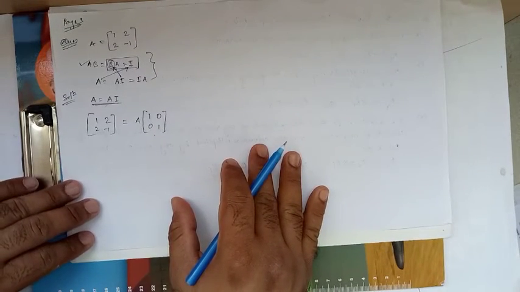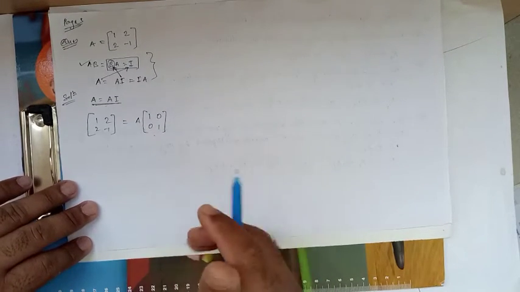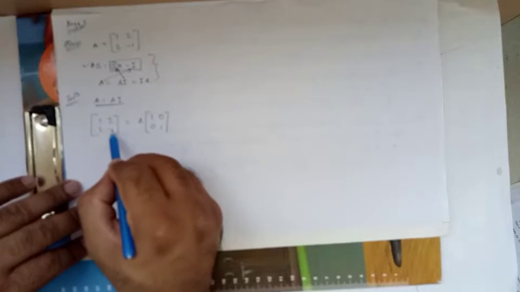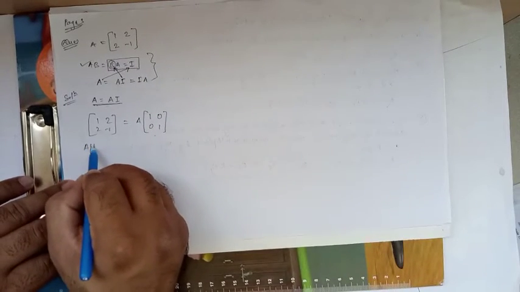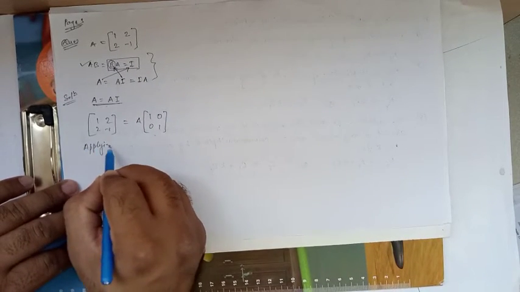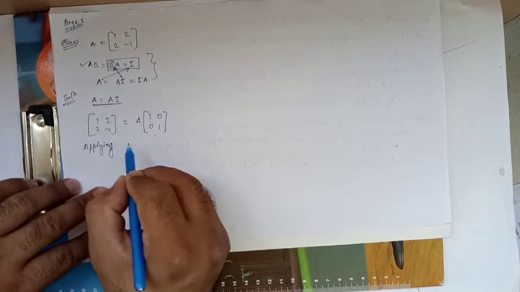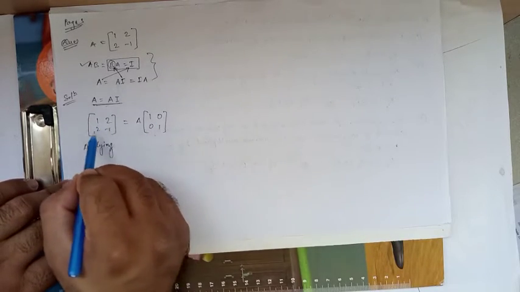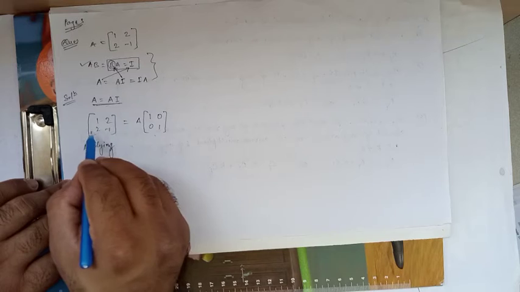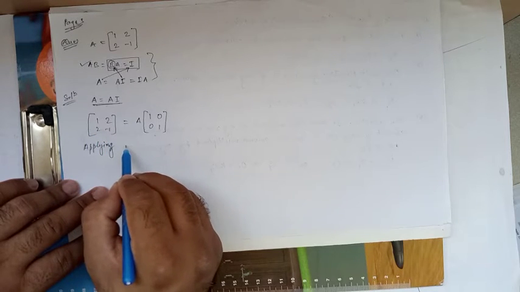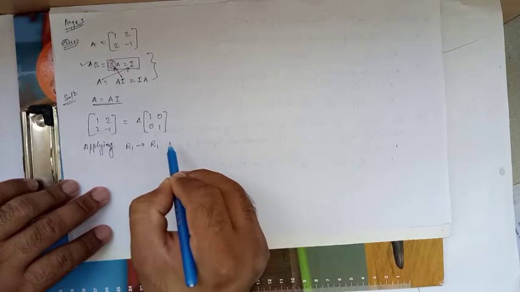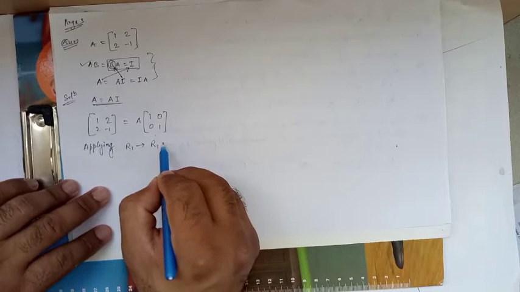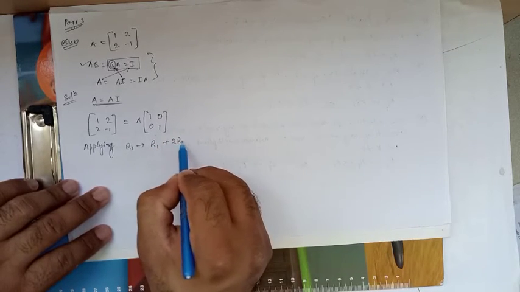Okay, and what we're doing is, first of all, we need to make this as positive, and these two terms should be equal to 0. So applying row-wise this one and this one. So this is R1, this is R2. So what I'm doing is, I'm doing R1 goes to R1 plus twice R2.